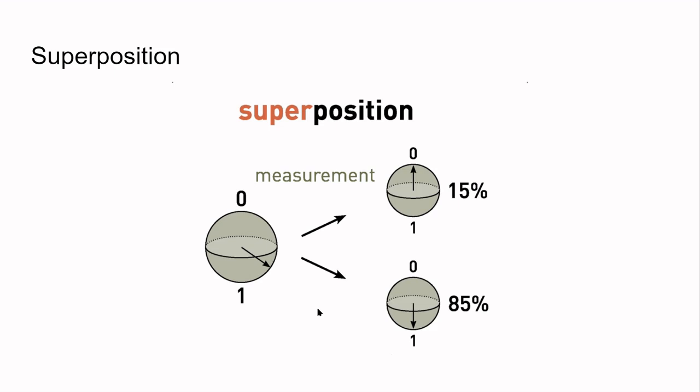This collapse is not deterministic. It's governed by probability. The likelihood of the qubit collapsing to 0 or 1 depends on its probability amplitudes. These amplitudes are squared to give the actual probabilities of measuring each state. For example, if a qubit state is 60% likely to be 0, after measurement, there's a 60% chance we can find a 0, and a 40% chance we'll find a 1.